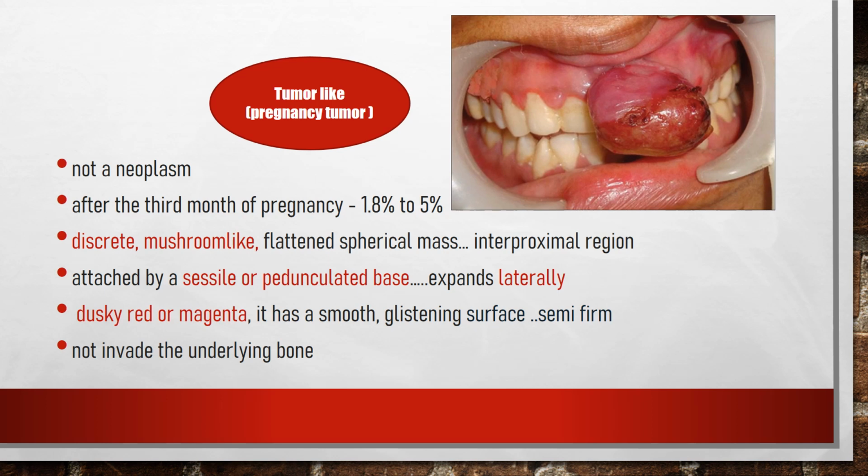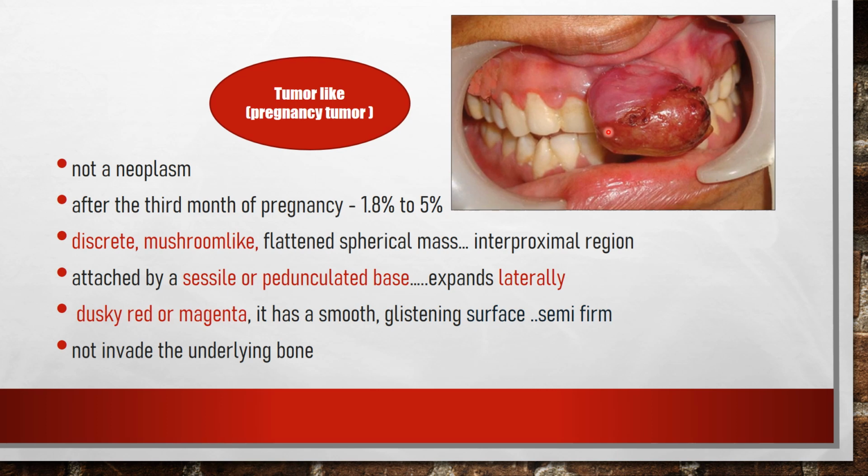Moving on to the tumor-like gingival enlargement or angiogranuloma, the so-called pregnancy tumor, it is not a neoplasm. This usually occurs after the third month of pregnancy, but it may also occur earlier. The reported incidence is 1.8 to 5 percent, and it appears as a discrete mushroom-like flattened spherical mass, which protrudes from the gingival margin, more in the interproximal region. You can see this in the diagram: a mushroom-like flattened spherical mass, mostly seen in the interproximal region.